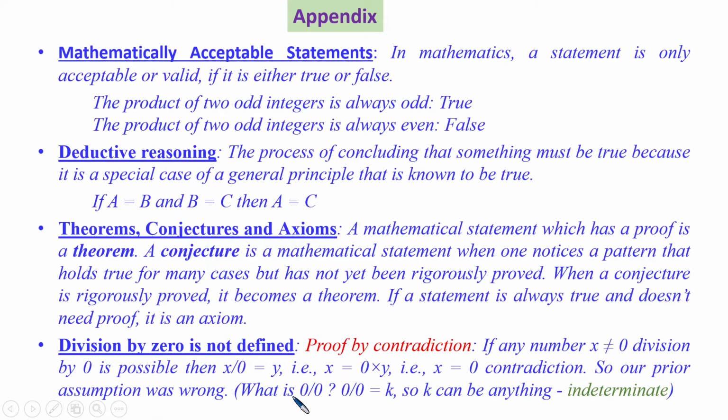Here I ask you a question: what is 0 divided by 0? You have to think. The simple explanation says that if 0 by 0 is divisible, 0 by 0 is some real number k, but here k can be anything. So this is indeterminate. Just think about it.